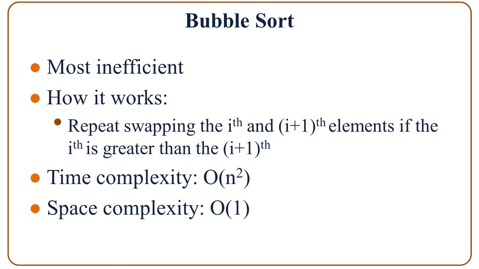So first, in the first pass, go from the first element to the last element and repeat swapping an element and the next element if the element is greater than the next element. And in the next pass, you repeat again from the first element to the element next to the last element. So that's why the complexity is the order of n squared. The space complexity is a constant, O(1).